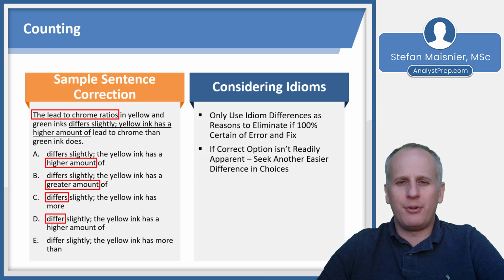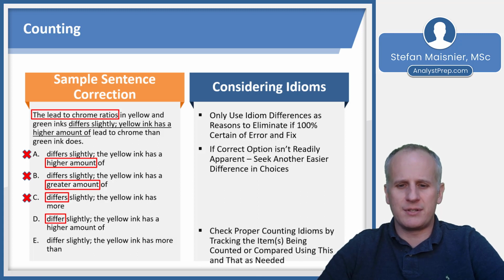So we need the plural verb for that plural subject, which allows us to get rid of A, B, and C without even considering the idiomatic issue of higher versus greater. And oftentimes the exam will employ idiomatic differences where either is acceptable to try to keep you from noticing a more definitive error in some of those answer choices.